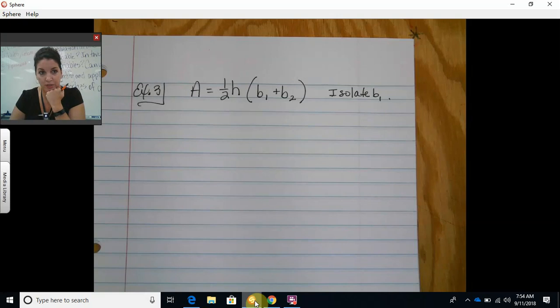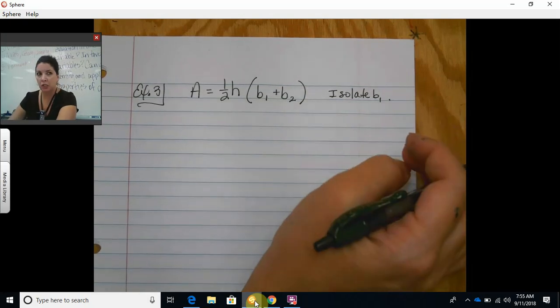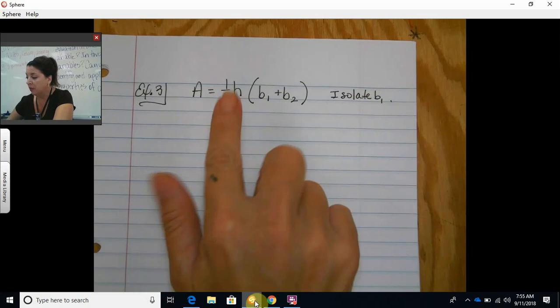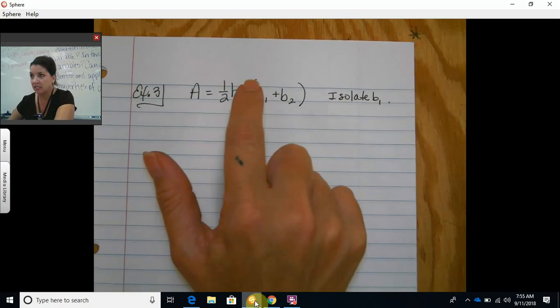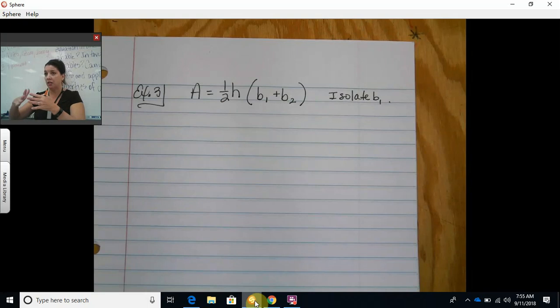What should I do first, do you think? I could distribute. You can do that totally. But me personally, I would probably, because right now, and this is one of those concepts that it's kind of hard to get across, okay? I am multiplying 1/2 times height times what's in parentheses. That's all being multiplied together, so that's a product. A product is one term, okay?